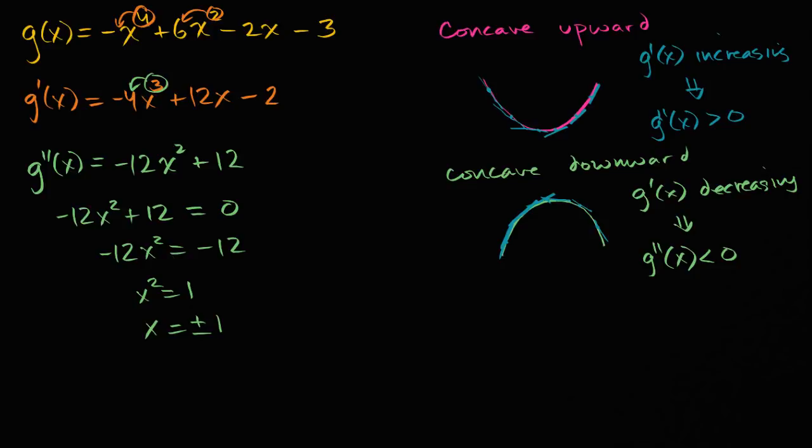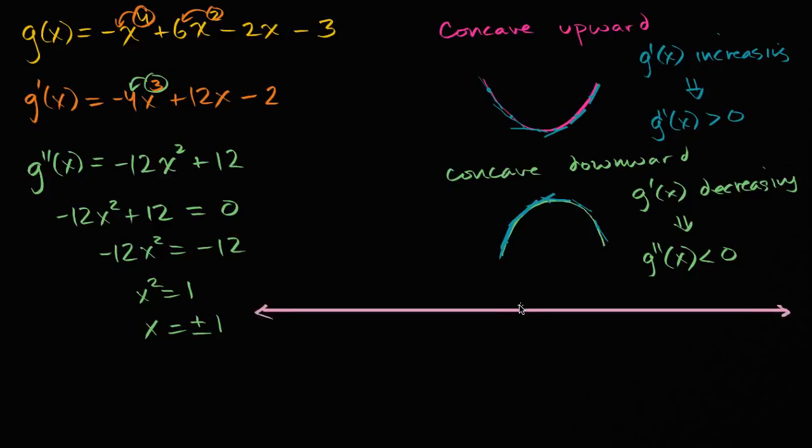And to think about this, I'm going to make a number line. Let me find a nice soothing color here. All right, that's a nice soothing color. And let's make the number line a little bit bigger. So there we go. Let's utilize the screen space.